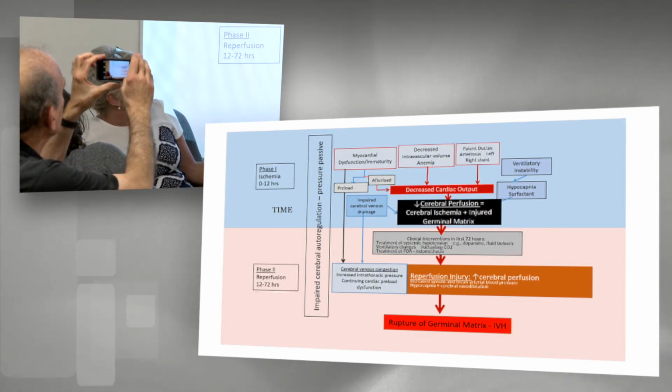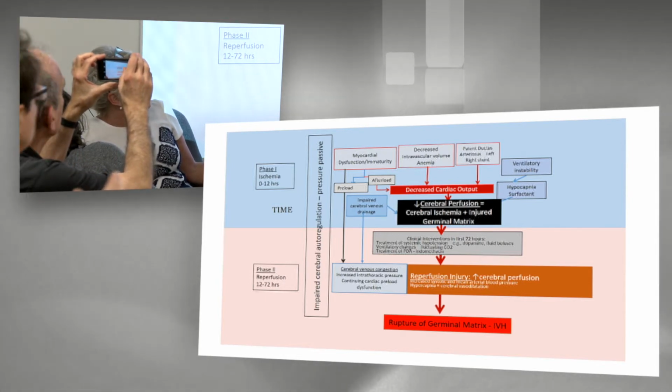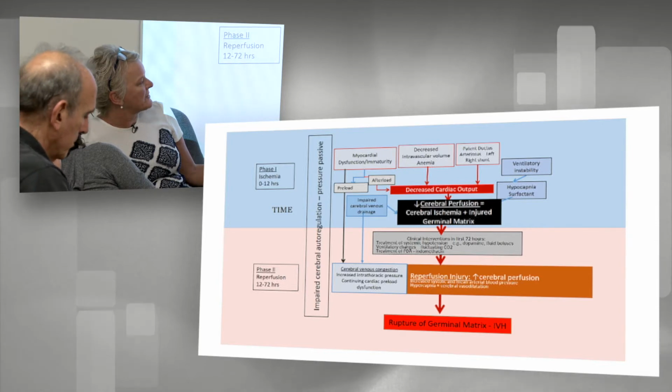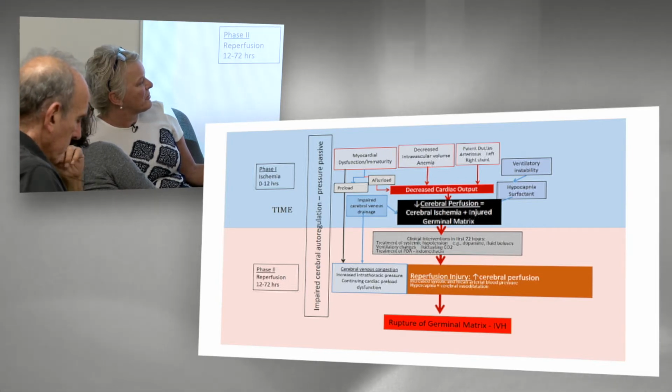So this leads to cerebral ischemia, injuring of the germinal matrix, and then guess what happens at around 12 to 24 hours? We go, oh, look at that blood pressure. We better put up some dopamine, give a few fluid boluses. We start to get into a bit of trouble with our ventilation.